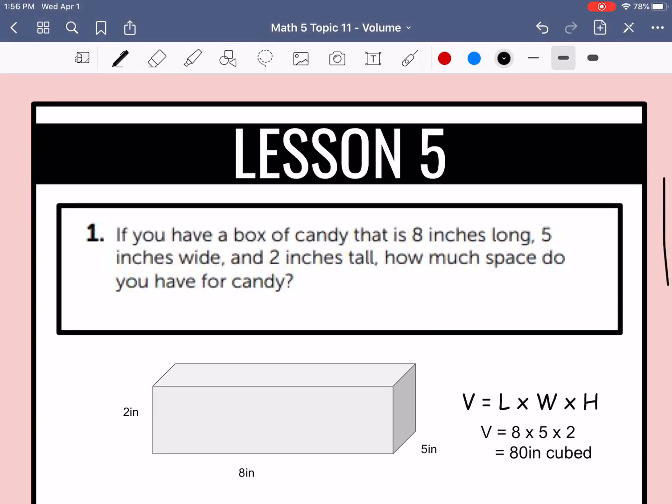When we do that, we can take our volume, which is length times width times height. So we have 8 times 5 times 2. I know 8 times 5 is 40. 40 times 2 is 80. And there we have it. We have an 80 inches cubed candy box. All right, so that's how much room we have for candy inside.